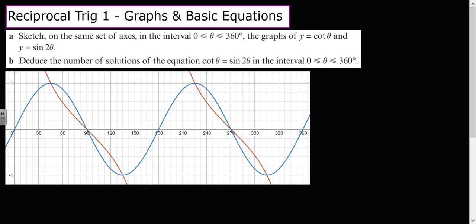So how many solutions are there to this equation? Well, we've got 1, 2, 3, 4, 5, and 6. It's just wherever those 2 graphs intersect.